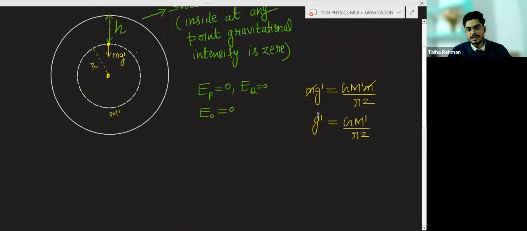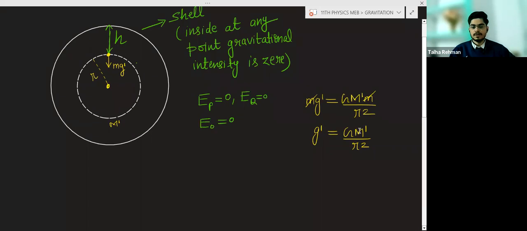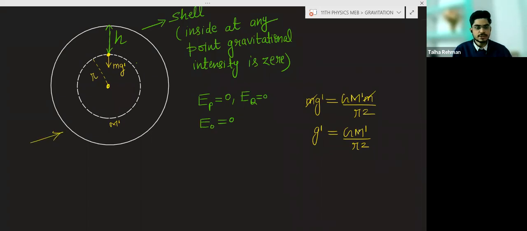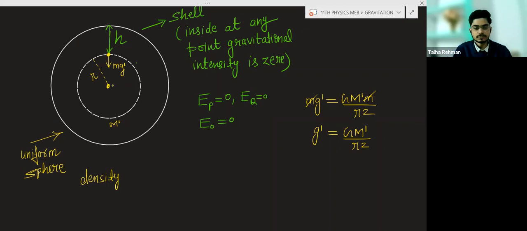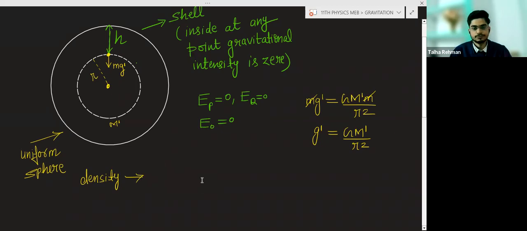But now this m dash we have to calculate. And we are assuming this as a uniform sphere, and this has the density rho. Uniform sphere means everywhere the mass distribution is the same. So density is constant, you can say, and the density of this is given by rho. This is not resistivity, this is density rho. Assume.